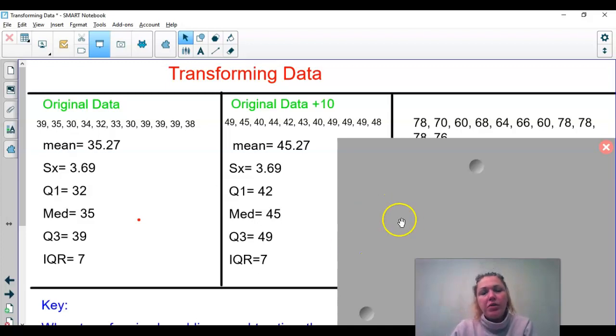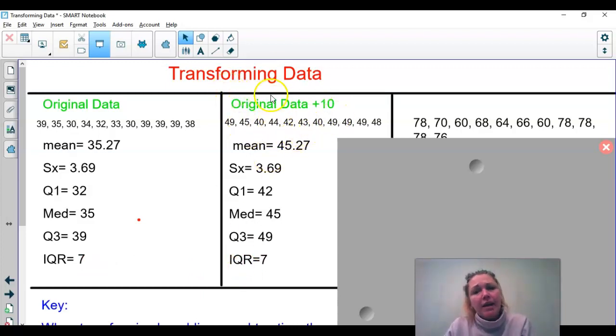Now, what did you notice? Did we necessarily have to add 10 to all these values? Look, the mean is just 10 up, but the standard deviation is the same. Quartile 1 is just 10 up. The median is 10 up. Quartile 3 is 10 up, but the IQR is the same. Why is that? We're going to talk about that in a second.